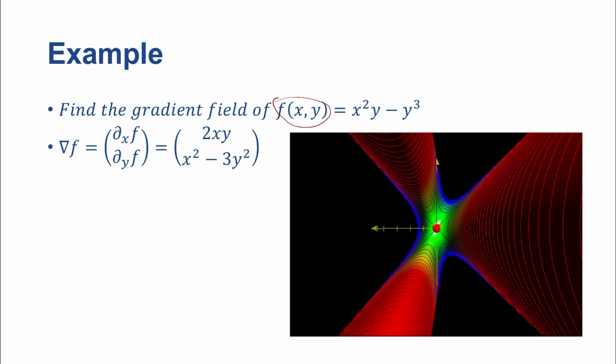So if I find the gradient of f, I get partial x of f and then partial y of f. Taking these partial derivatives: for the first, x is the only x-dependent quantity, so we get 2xy. Then for the y derivative, the y goes away in the first term, and the second reduces to 3y squared. So we found the gradient is (2xy, x squared minus 3y squared).